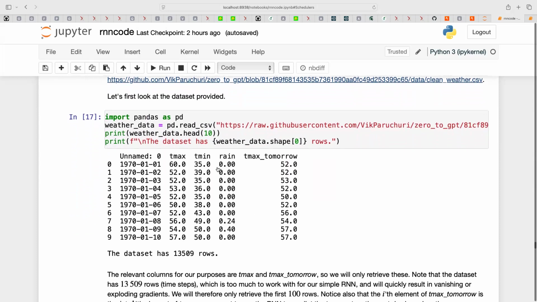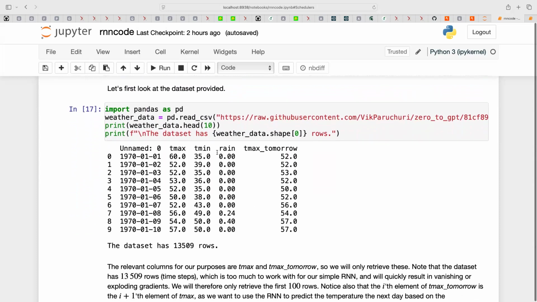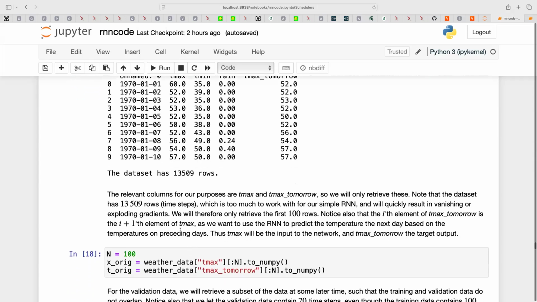In that specific case, what we have is the max and the min temperature, where it's been raining, and then the Tmax the day after. And these are the different time steps. In total, there's something like 13,000 entries. So that's the data set we're going to train on. The relevant columns which we are training on are Tmax and Tmax tomorrow, so we're only going to use these.